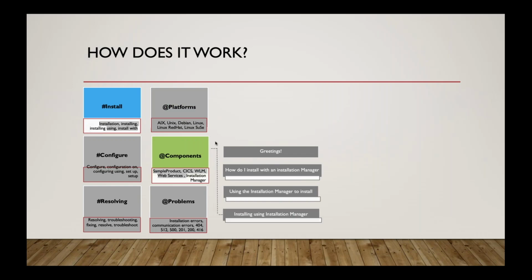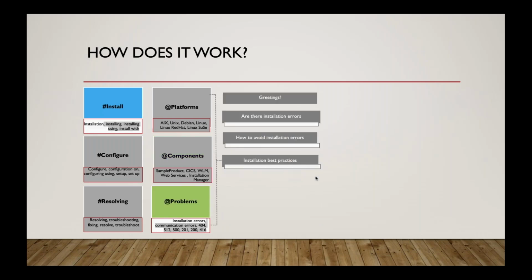Something like, how do I install with an installation manager? Again, you can ask the same question multiple ways: using the installation manager to install, or installing using installation manager. But no matter how you ask it, it has captured the correct intent, which is installing, and the actual component, which is installation manager. Everything else has been grayed out, and only 2 of these nodes have been fired up.